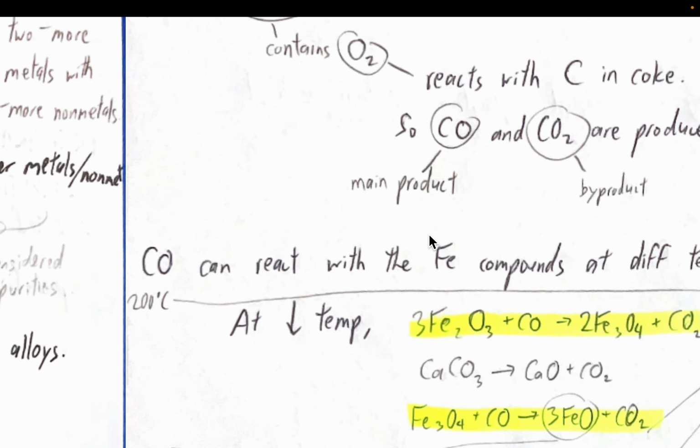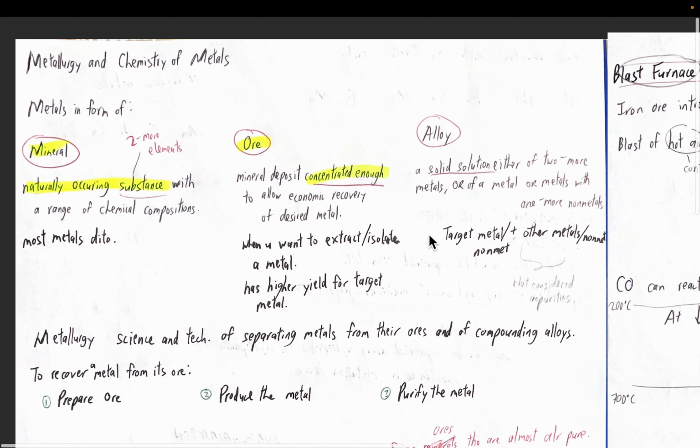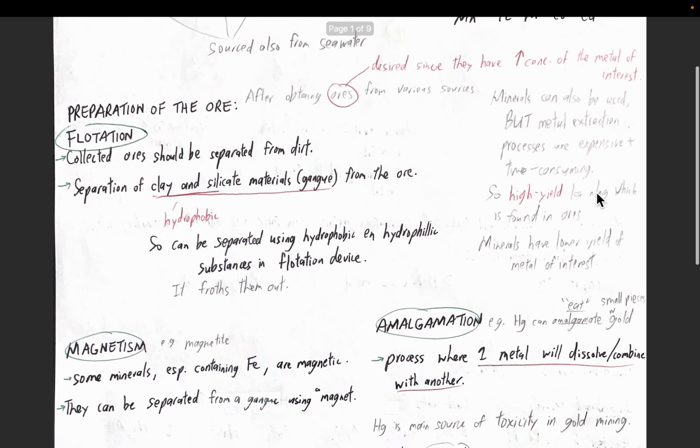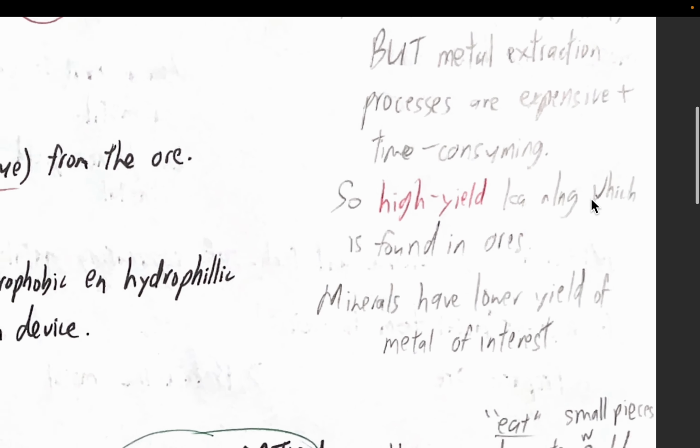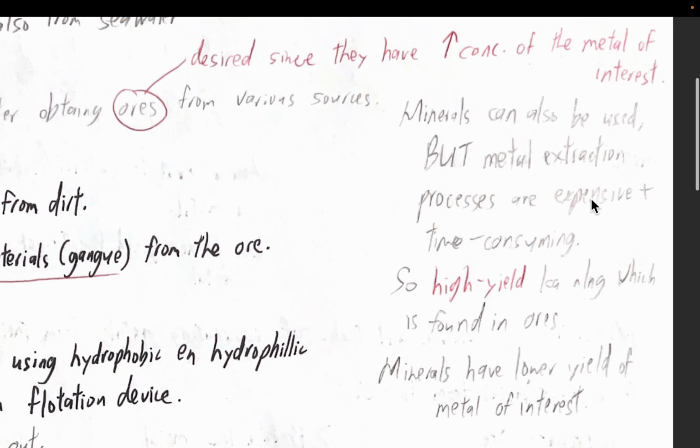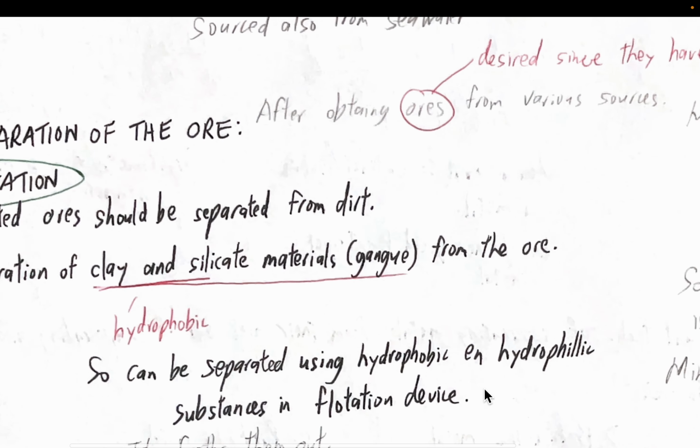So okay, wait, back to first page. So yeah, if you want high yield, if you want to extract a lot of desired metals reasonably, you would choose ores. Minerals generally have a lower yield of metal of interest. So that's basically it.